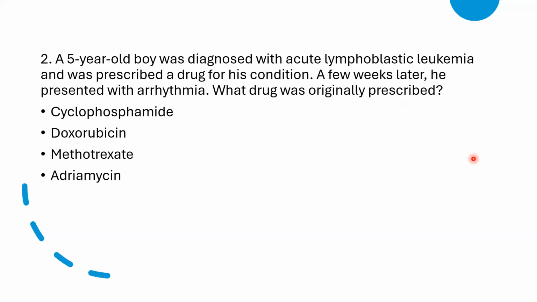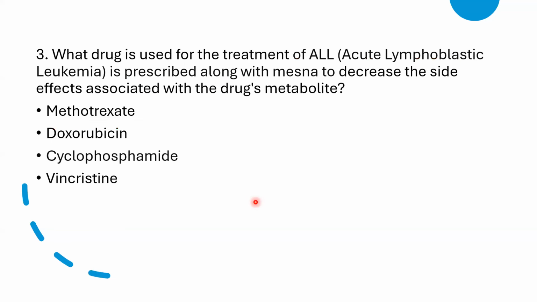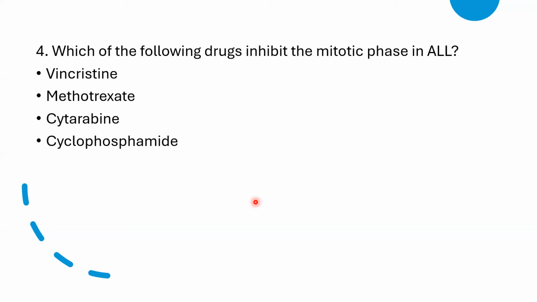Okay, I'll give you a second. Again, if you see that they're treated for ALL, which means hyper-CVAD, and then hyper-CVAD plus methotrexate and cytarabine, this is the regimen for ALL. And if they tell you there's a cardiotoxic side effect, immediately doxorubicin, remember, okay? Again, I'll give you a second. Very high yield, just recall, remember, okay?